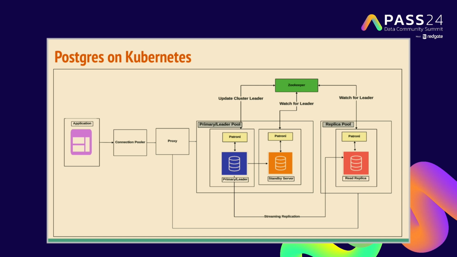We have Patroni installed on all of the nodes. Patroni is an open source tool that manages and monitors Postgres clusters. All of the nodes talk to Zookeeper, which is a distributed configuration storage that holds the cluster metadata. So all of the nodes talk to Zookeeper in order to know the cluster status, who is the current leader, and what action to take in case of any failures to keep the cluster healthy and running.